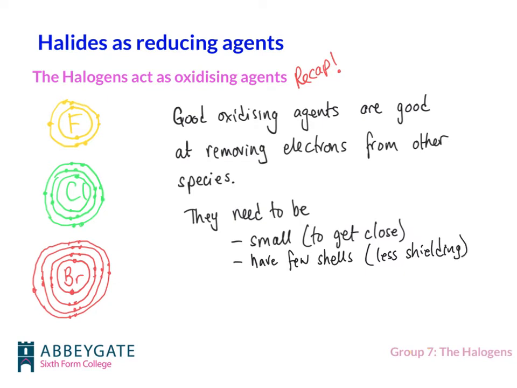So it makes sense that our best oxidizing agent is going to be small. It's able to get close to any electrons, the nucleus, and it's also going to have few shells to give less shielding. So the oxidizing agents are best at the top of the group. Fluorine is a much better oxidizing agent than chlorine, and chlorine is a stronger oxidizing agent than bromine.